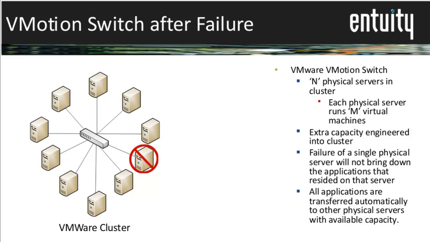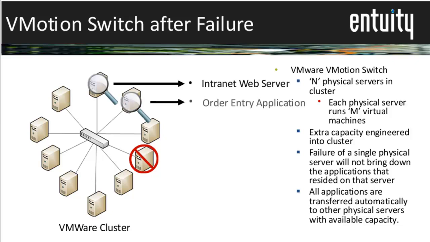So in the event of a failure, I'm showing this one physical machine either failing or being brought offline purposely by an administrator. In this case, what I'm showing here is that during the switch, the 3 virtual machines that were running on that one underlying server are all transferred to 3 separate physical machines. In a production application, there is no disruption in service, and all the applications are transferred automatically to other physical servers with available capacity.